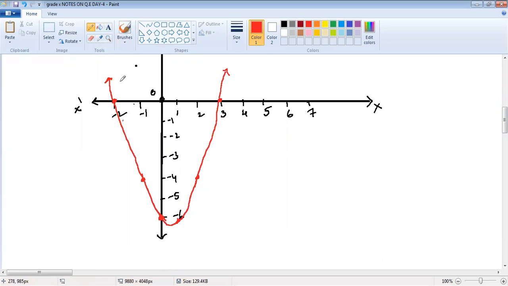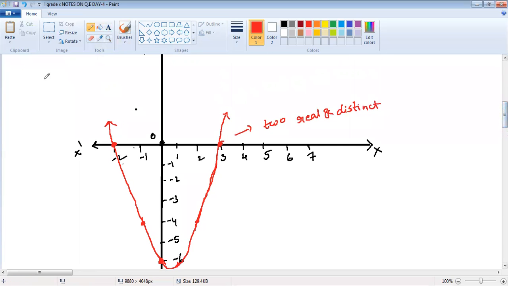This is a graph. Got it, ma'am? So this is a graph. Yes, sir. Now it is intersecting the x-axis at two distinct points. So therefore, it has two real and distinct roots. Two real and distinct. And also, next, one thing we have to see: the graph is open upwards.